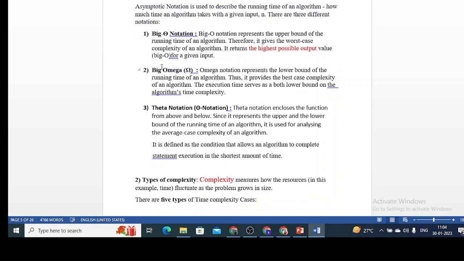Okay, now the second category is big omega. Big omega is the lowest bound. Tightest lower bound means at least this much money will be needed to purchase that product. You can remember it this way.